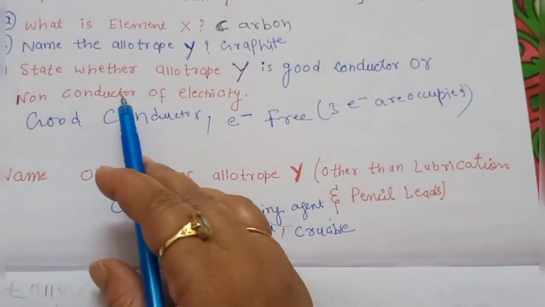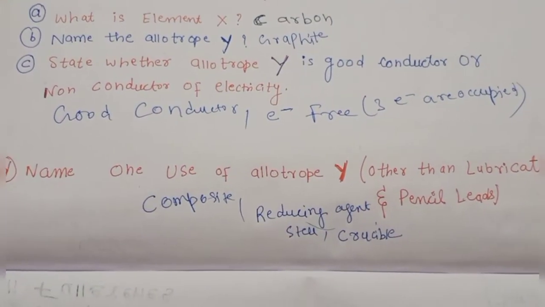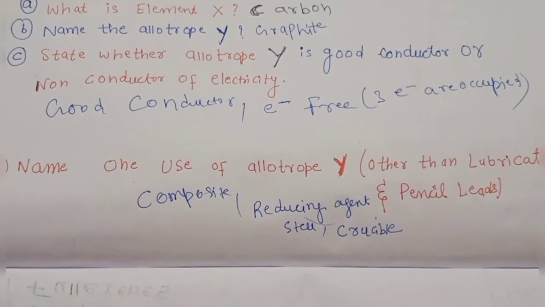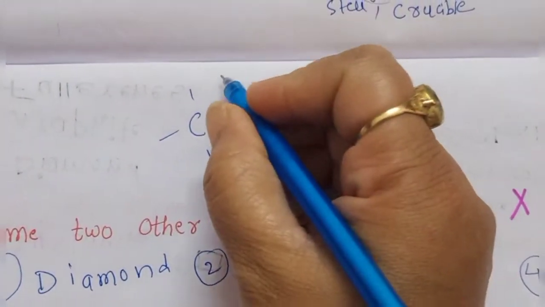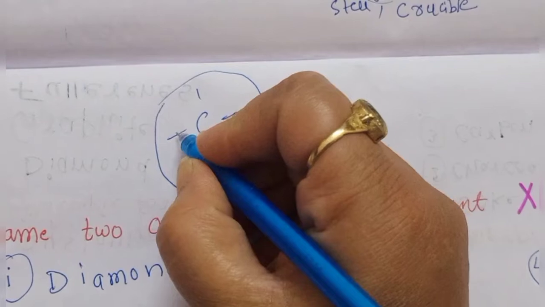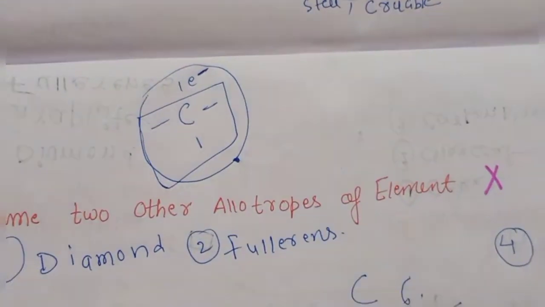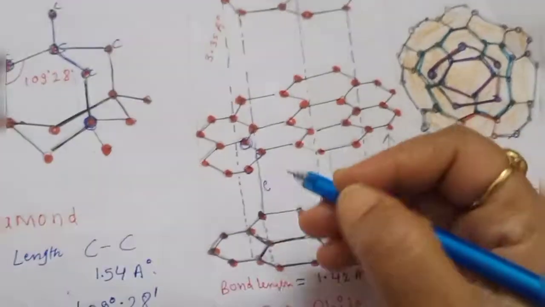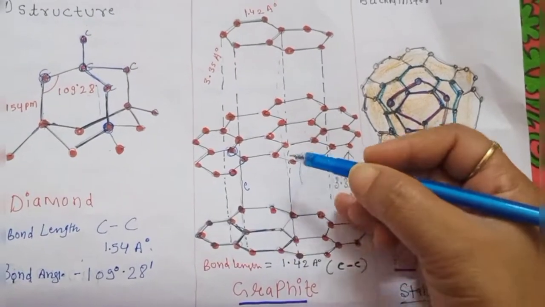I hope this question is clear: why is graphite a good conductor of electricity? Because of the free electrons. As we see now, only 3 electrons are occupied. The valency of carbon is 4, but in the structure of graphite, we are only using these 3 electrons. So this 1 electron is free. That's why it is able to move here and there. This free electron is responsible for making graphite a good conductor of electricity.